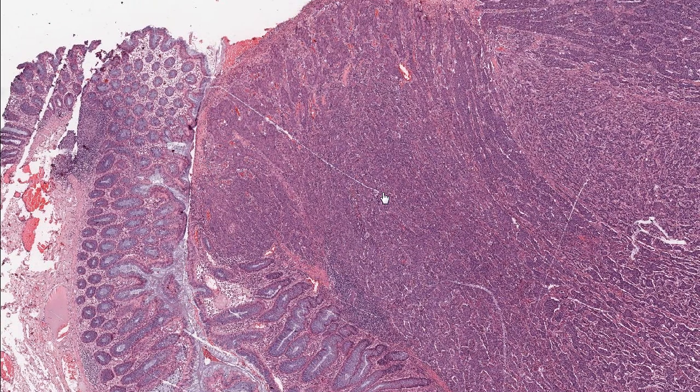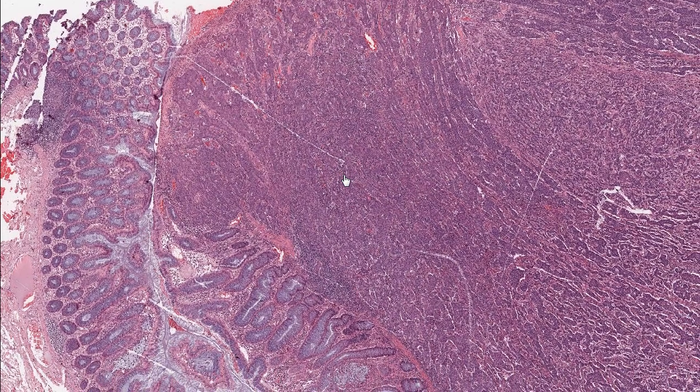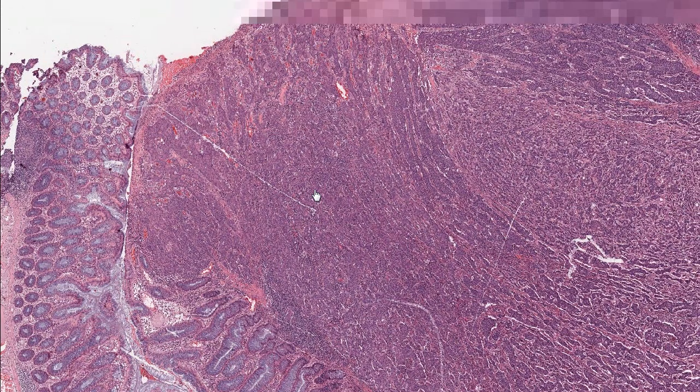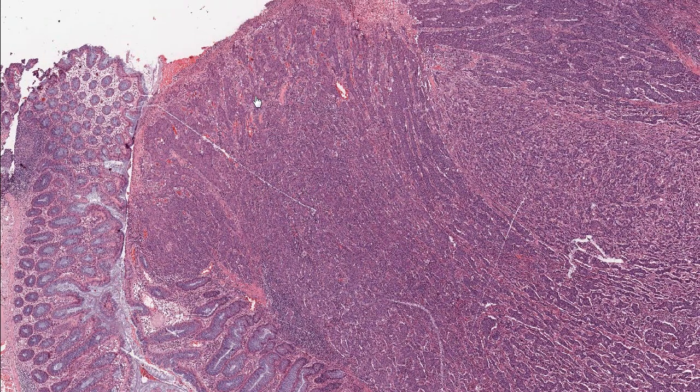In a younger patient, or in a patient with a poorly differentiated adenocarcinoma of the type that we see here, we can consider the diagnosis of hereditary non-polyposis colon cancer. Now, there are a couple of histologic features that lead us in that direction. One is the poor differentiation. We see sheets of tumor cells rather than distinct glands.